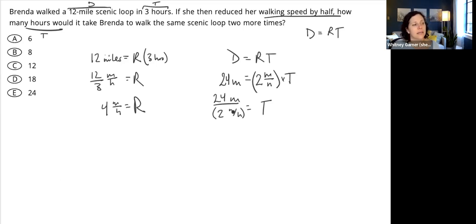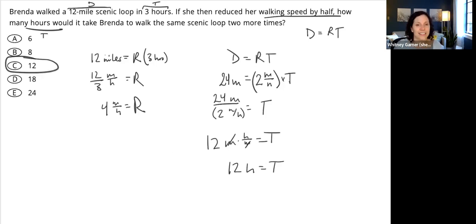Now, because this is a fraction, we would take the reciprocal. That's how we end up with 12 miles times hours per mile. So we can even check our units and confirm that this would give us 12 hours. Once you get comfortable with these, you don't necessarily have to track units, particularly for straightforward problems, but it can be useful while you're learning just to keep track of what units you've been given. So our correct answer is C.